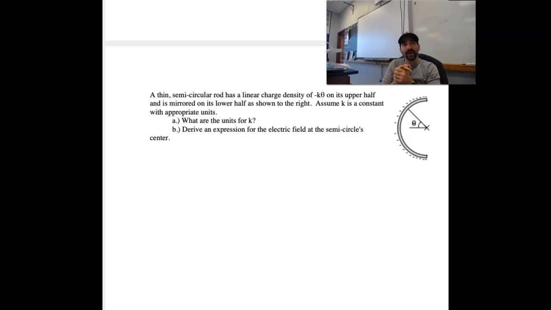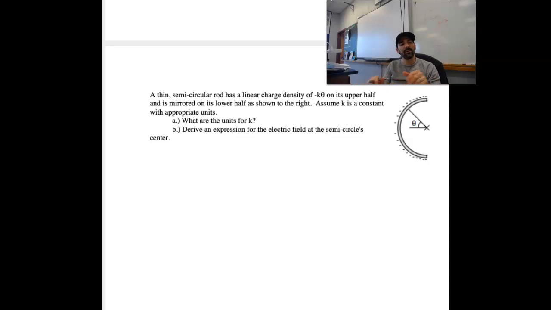you can see that we're talking about a thin rod that's bent into a semicircular shape. They talk about linear charge density. We're looking for an electric field. We're looking for units of whatever that constant is, K. So I'd like you to take a minute, read through the problem, write down any important information that we need, and we're going to move forward.